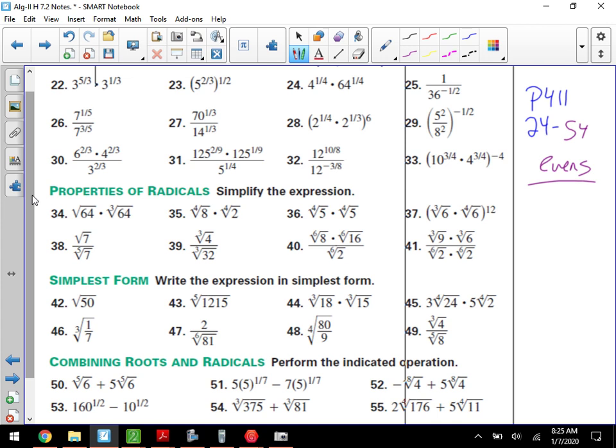When you get to ones like number 48, you've got that 4th root of 80 over 9. That's the type that I would switch to the fractional exponent and rationalize, because there's really nothing else you can do with that. Okay? And go from there. Make sense?